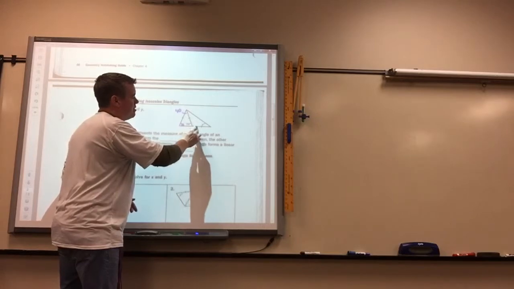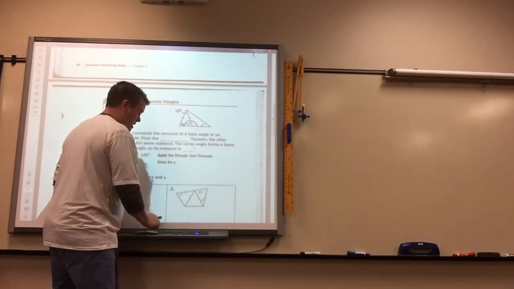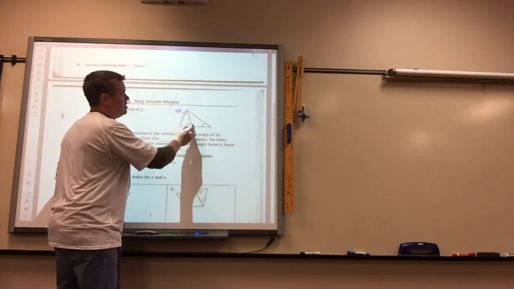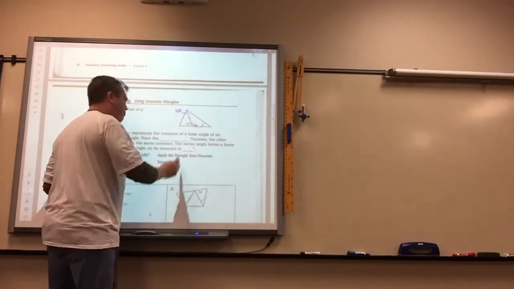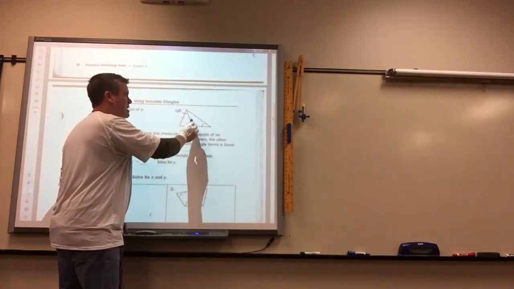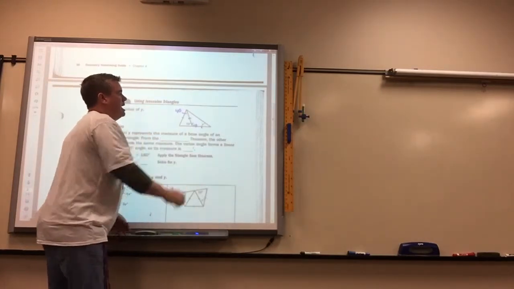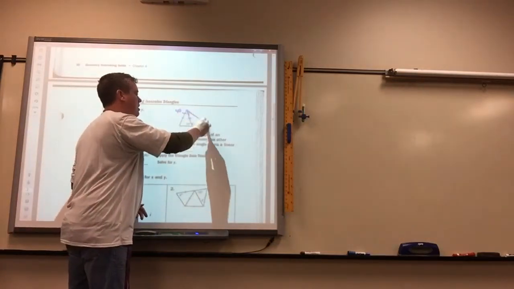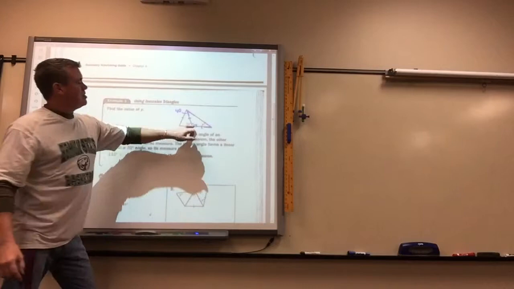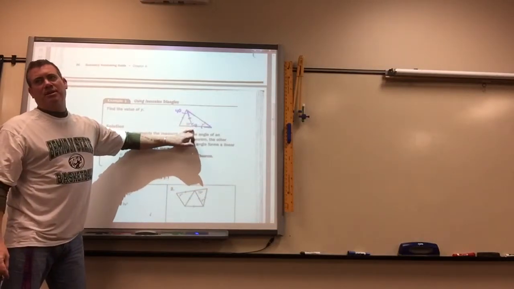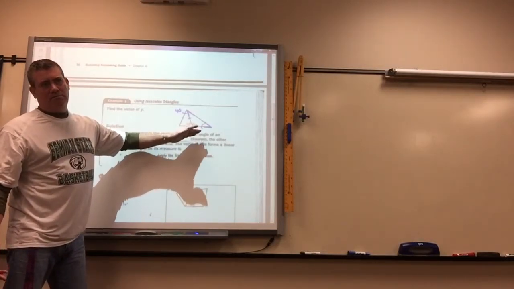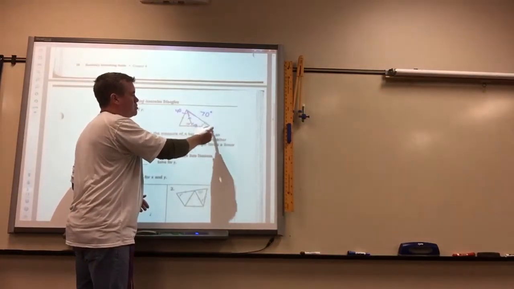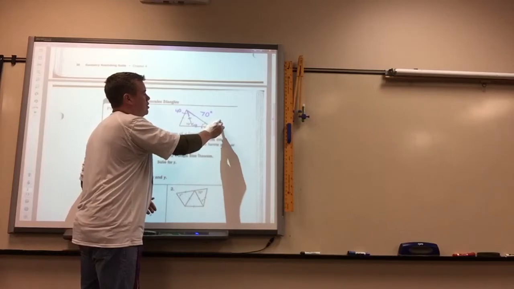Since this is 70 right here, I can find the angle next to it, right? What would it be? That would be 110. And if you look at this triangle, it's an isosceles triangle. So since these two sides are equal, these two angles are equal. And since this is 110, that means there's 70 degrees left over. Since they're equal, you split that in half, so each of these would be 35 degrees.